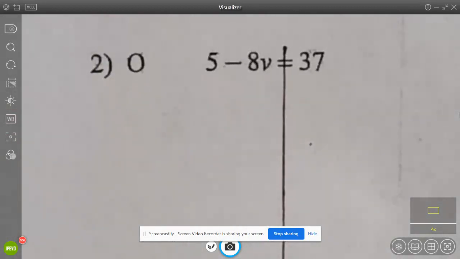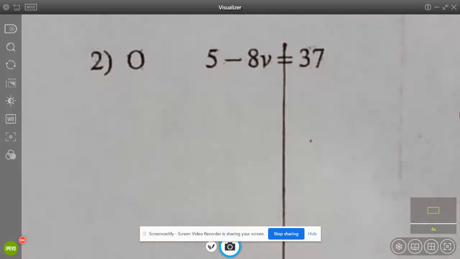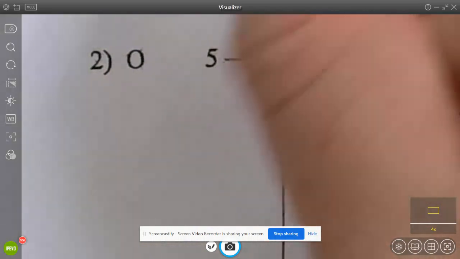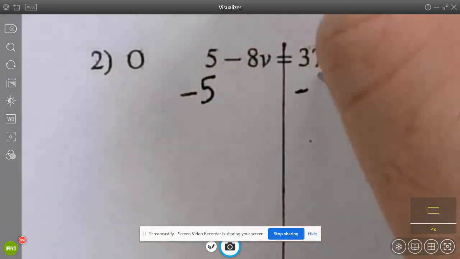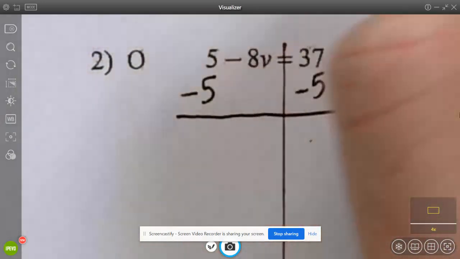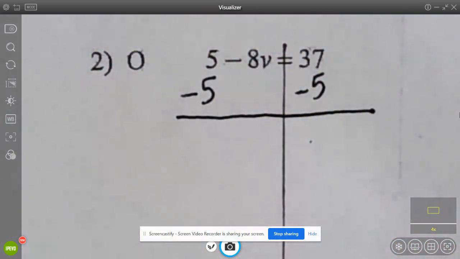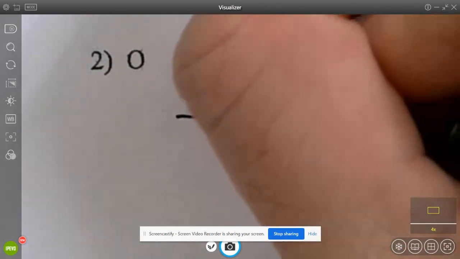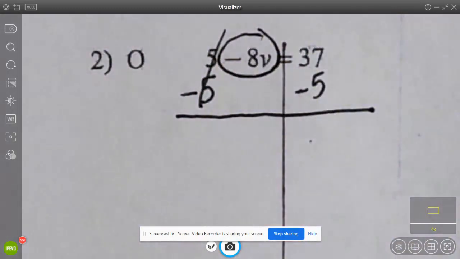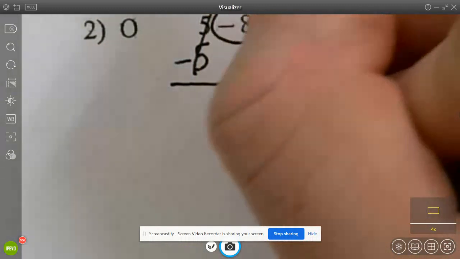Number 2 is 5 minus 8v equals 37. The very first step we're going to do is we're going to get v by itself. We're going to take away this 5. That's a positive 5. We can take away 5 on both sides. Watch what happens. You take away 5 on both sides. Again, I have my straight line here to make it look super nice and neat. I like to circle this here. We're going to bring down a negative 8v.